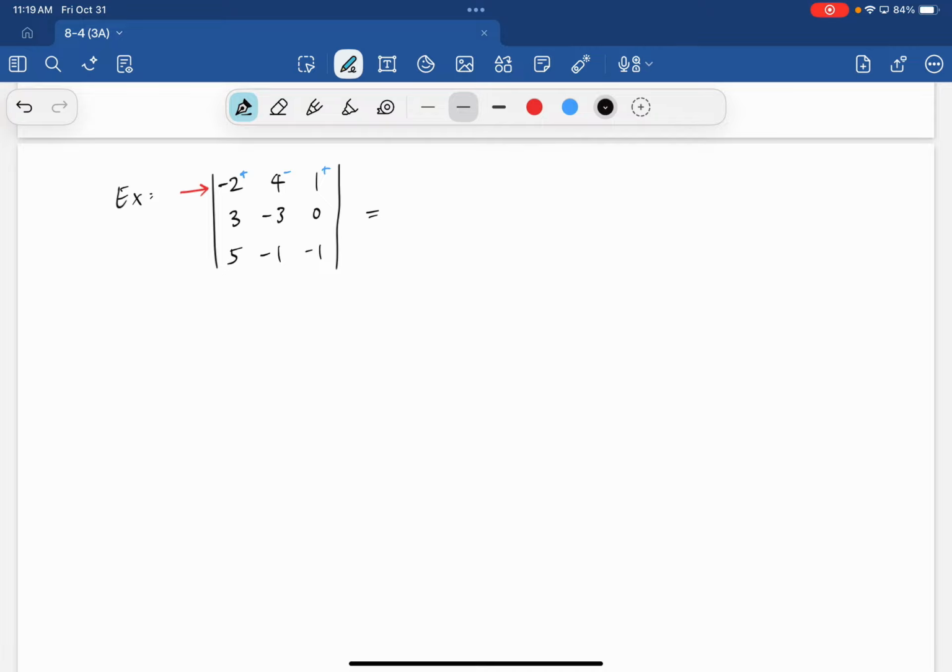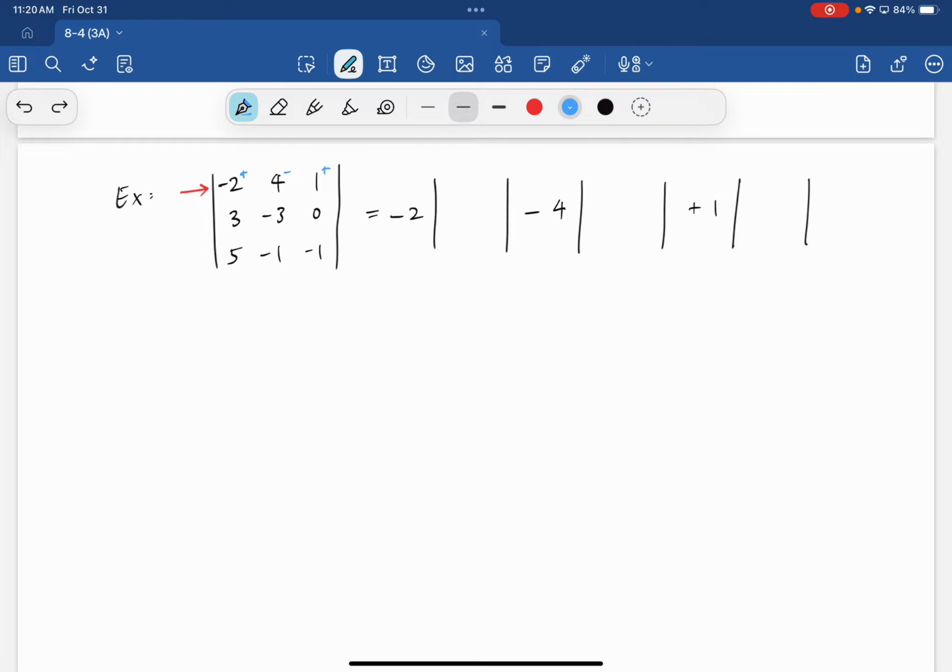You should be getting minus 2 times some determinant, times -3, 0, -1, minus 4 times some determinant, plus 1 times some determinant. Okay? So the minus 2 doesn't change sign because we have a plus here. The top left is always a plus. But the 4 changes sign because that one must be a minus if we follow that order. And then 1 has to be a plus because it follows the plus minus plus pattern.